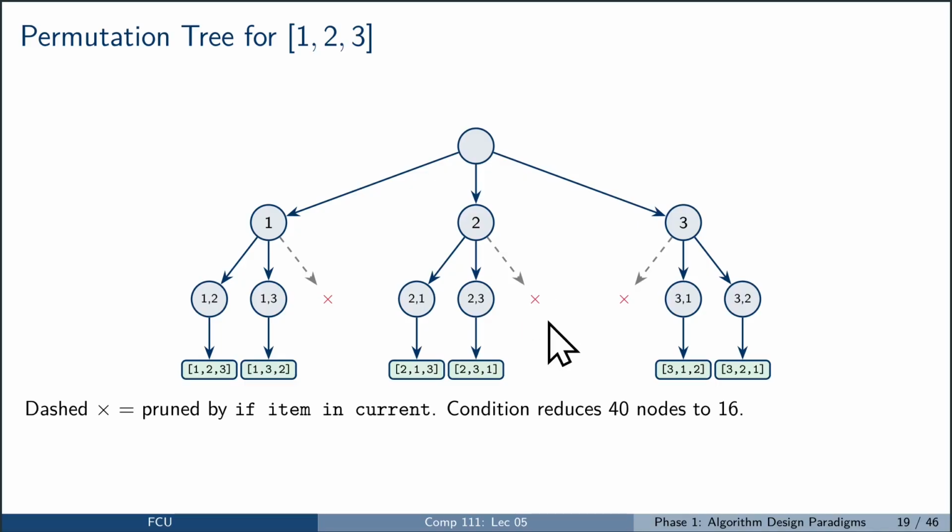So this red X mark shows where the condition prunes the branch. Prune means to selectively ignore or throw away a branch. About 60% of the search space is gone. And the saving is really huge and really big.